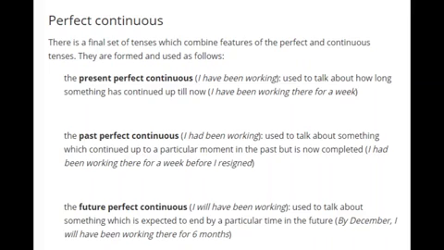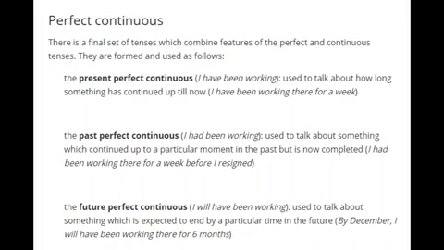These are the uses I have shown. The present perfect continuous is used to talk about how long something has continued up till now. The past perfect continuous is used to talk about something which continued up to a particular moment in the past but is now completed. And the future perfect continuous is used to talk about something which is expected to end by a particular time in the future. So this was the last form of the tenses, that is perfect continuous tense.